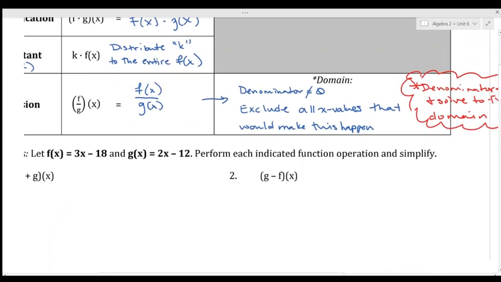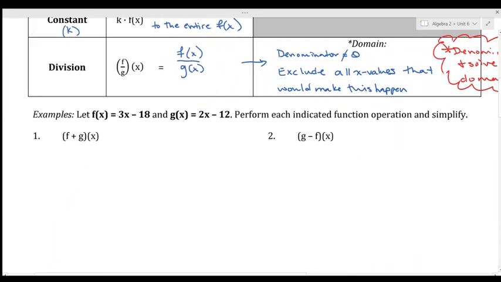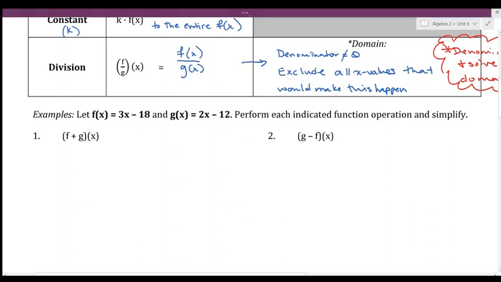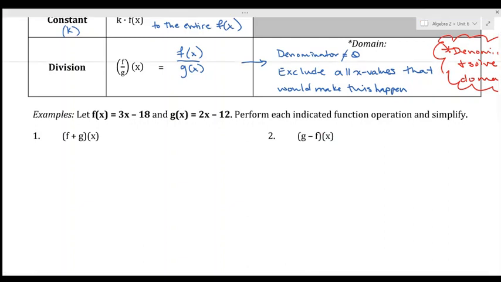Okay. So looking at number 1, we're going to let f of x equal 3x minus 18 and g of x equal 2x minus 12. We're going to perform each indicated operation and simplify. So in this case, it means that if we don't have a value inside for our x, we combine like terms. If there is a value inside here, then we plug it in for our x values. So let us get started.